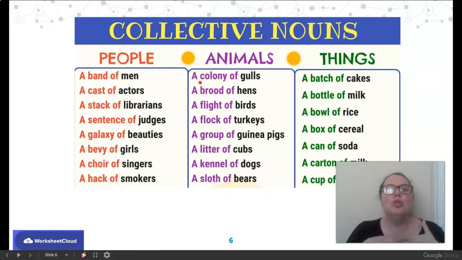Collective nouns refer to groups and therefore the name for the group. There'll always be this word 'of' because it's a group of whatever they're talking about. There are lots of different collective nouns for lots of different aspects. We'll look here: cast of actors, choir of singers, a litter of cubs, a kennel of dogs, a flight of birds, batch of cakes, bottle of milk, school of fish. So there's a whole lot of different ones that you'll have to know. Just remember they name the group.